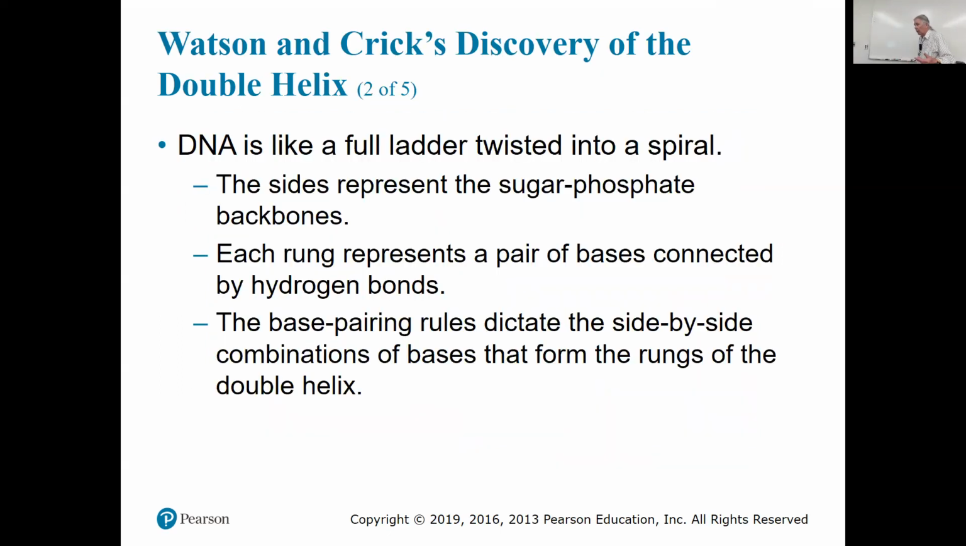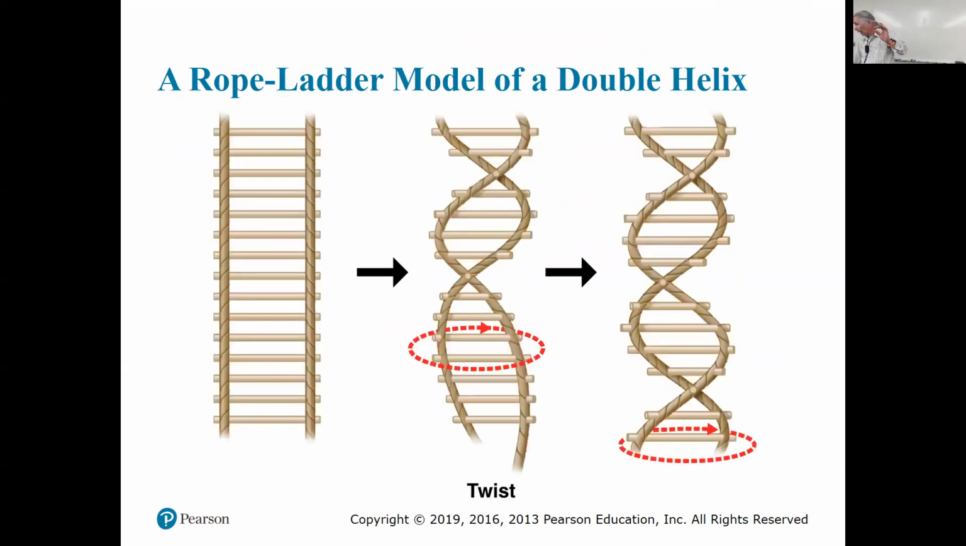So DNA is like a rope ladder twisted into a spiral. The sides represent the sugar phosphate backbone. Each rung in the ladder is a pair of bases connected by hydrogen bonds. And base pairing rules dictate the side-by-side combination of bases that form the rungs in the double helix. We'll look at the base pairing rules. Here's the rope ladder model of the double helix.